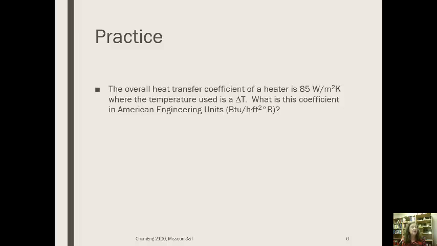Now that's important for us to know because if I'm doing a unit conversion, delta T in Kelvin is the same as in degrees C, right? And delta T in degrees Rankine is the same as degrees Fahrenheit. So the question is, what is this coefficient if I were to switch it over to American engineering units? Those would be BTUs per hour. Watt is a joule per second. Feet squared instead of meter squared, and degrees R instead of kelvins.